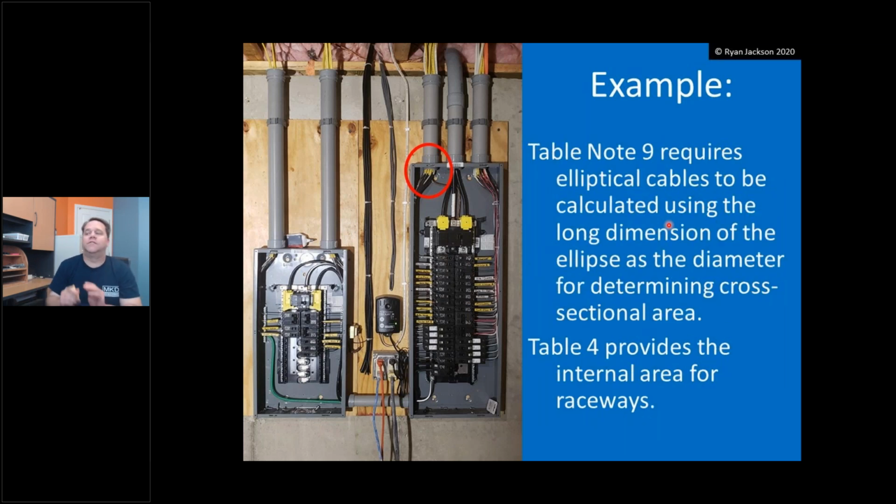When we keep reading, though, we find something that becomes a major problem really quickly, and that is table note number 9 requires elliptical cables, so cables that are flat like this, to be calculated using the long dimension of the ellipse as the diameter for determining cross-sectional area. So we're going to pretend that this cable is circular, but we're going to pretend that that diameter applies all the way around it. So that's how we're going to figure out the size of the cable. And then we're going to go to table 4 in chapter 9 to figure out what size raceway we need.